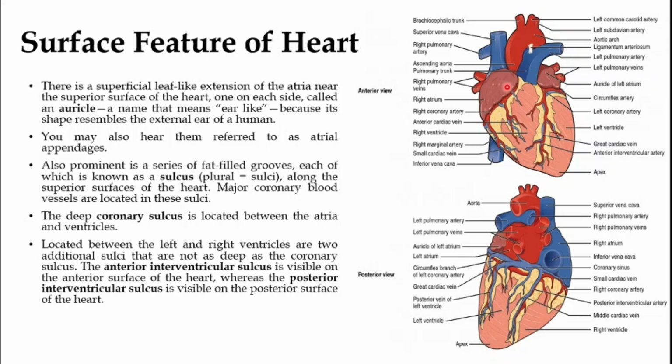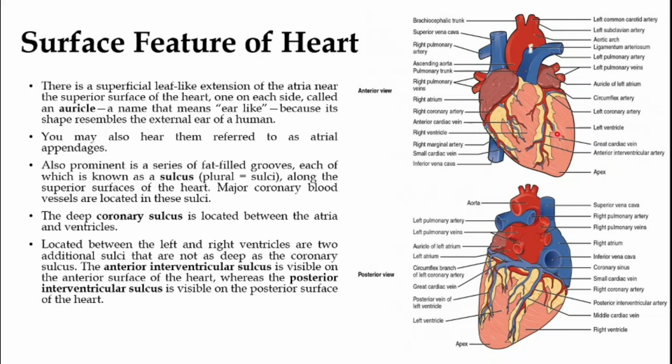And why do we call it auricle? Because they look like ears, so for this reason they are called auricles. So on the surface of the heart we can find the right auricle and the left auricle, which are both part of the right atrium and the left atrium.